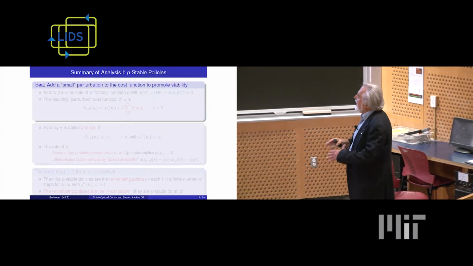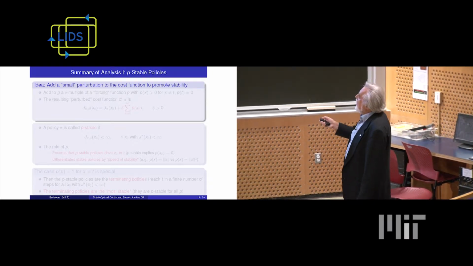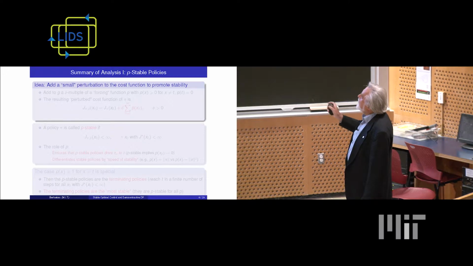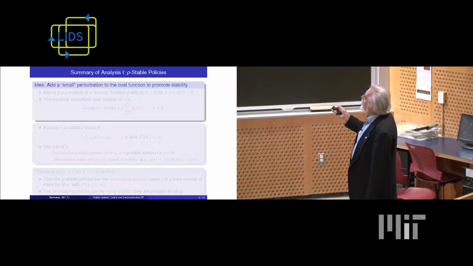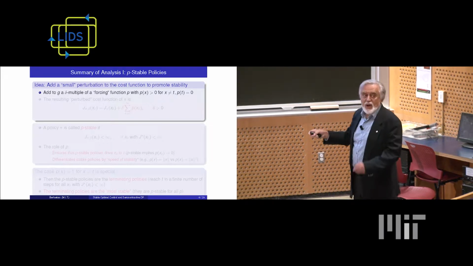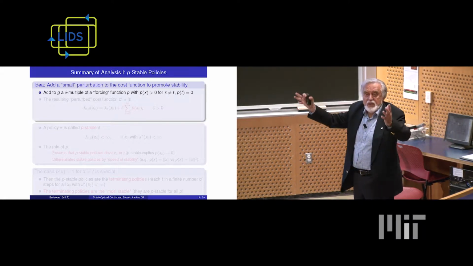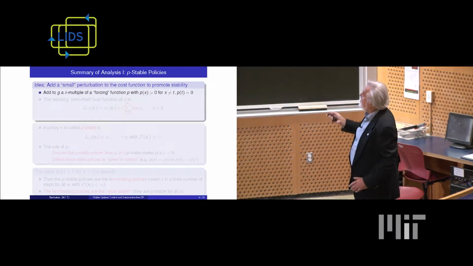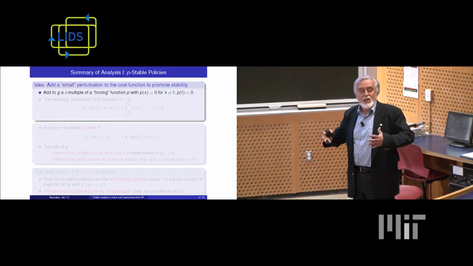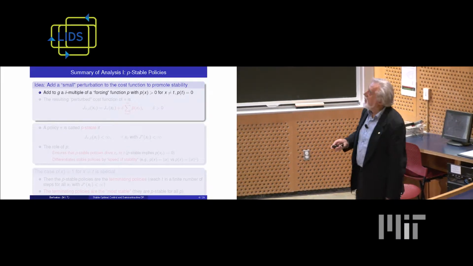Okay, so in summary, I'll give you first a summary of the ideas and the results. We add a small perturbation to the cost function in order to promote stability. In other words, we add to G a delta multiple of a forcing function p. This function is positive outside the destination and 0 at the destination, and sort of encourages the state to move towards the destination.